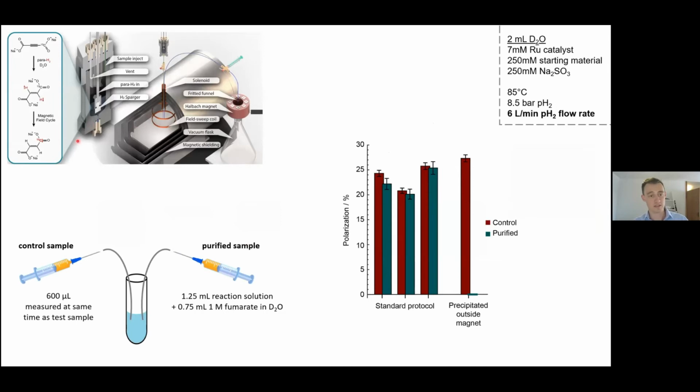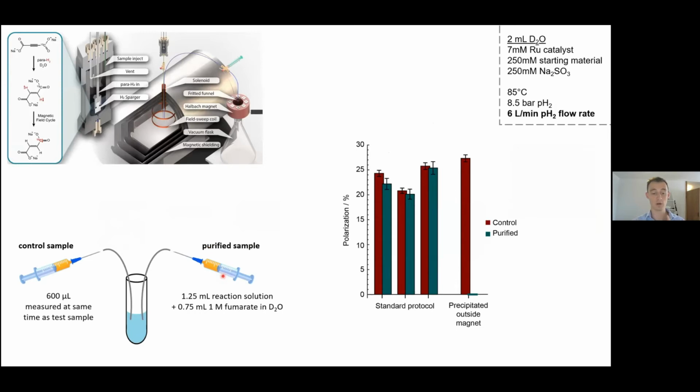Okay, so there's our experimental setup. And then what we're going to be doing is we perform the fumarate reaction. We'll take one control sample, and with that we can measure the polarization level and the concentration. And we'll take the rest of the sample to be purified.